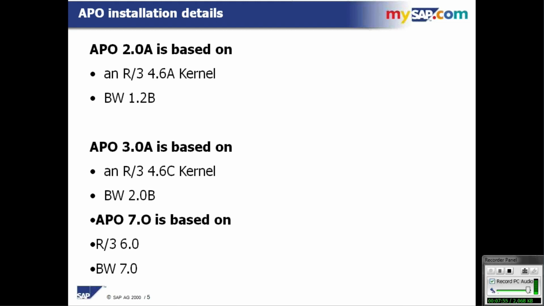And this is the architecture. Anyway, this is the old one. Now the latest version of BI is 7, R3 is 6, and APO is 7. These are the latest architectures of these three systems: R3, APO, and BW. So if you have the software of SCM 7, APO 7, the inbuilt BW is also BW 7.